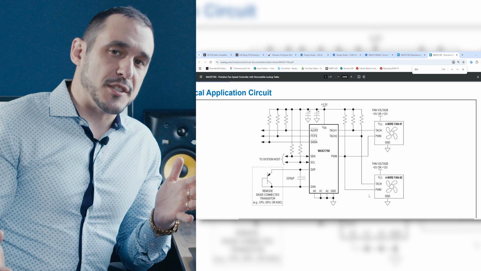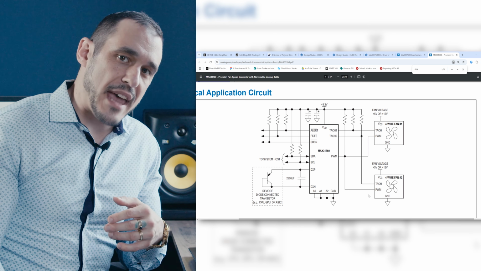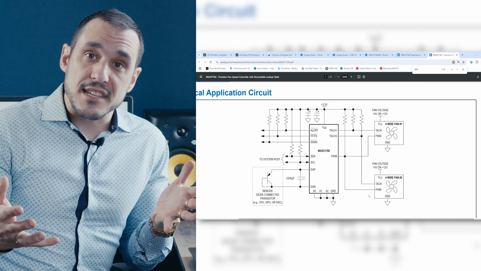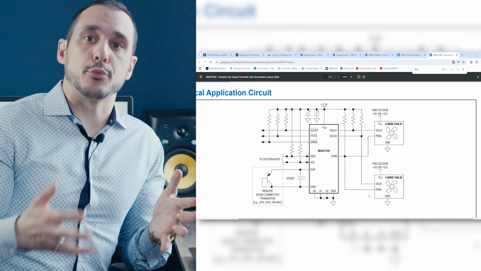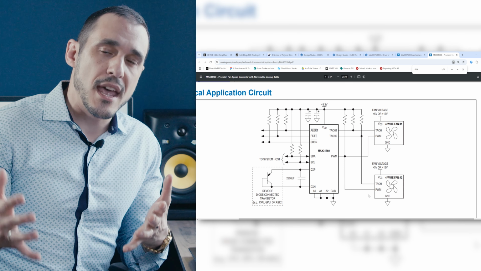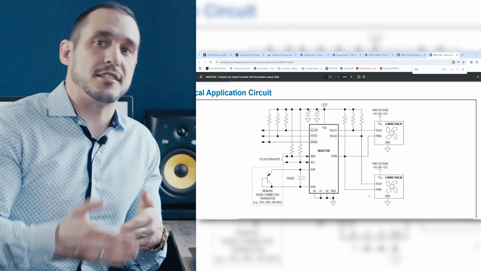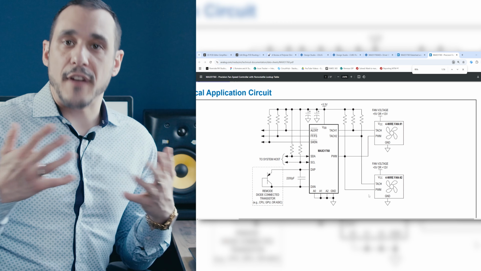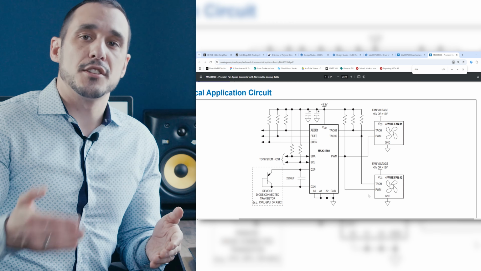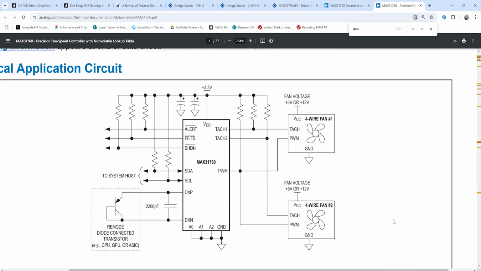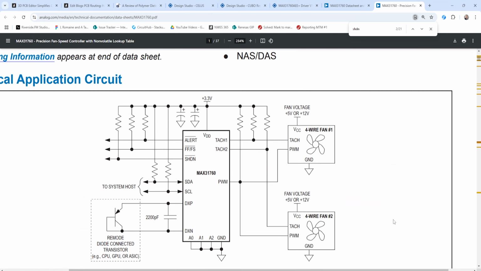Now this is really nice because not all fan controls have this. Some fan controls will force you to use, for example, an ADC and an external thermistor to read the temperature in a specific location, and then you would have your MCU read that temperature and then use that to modulate or control your fan driver to the correct speed so that you hit the correct temperature that you're targeting in your system.